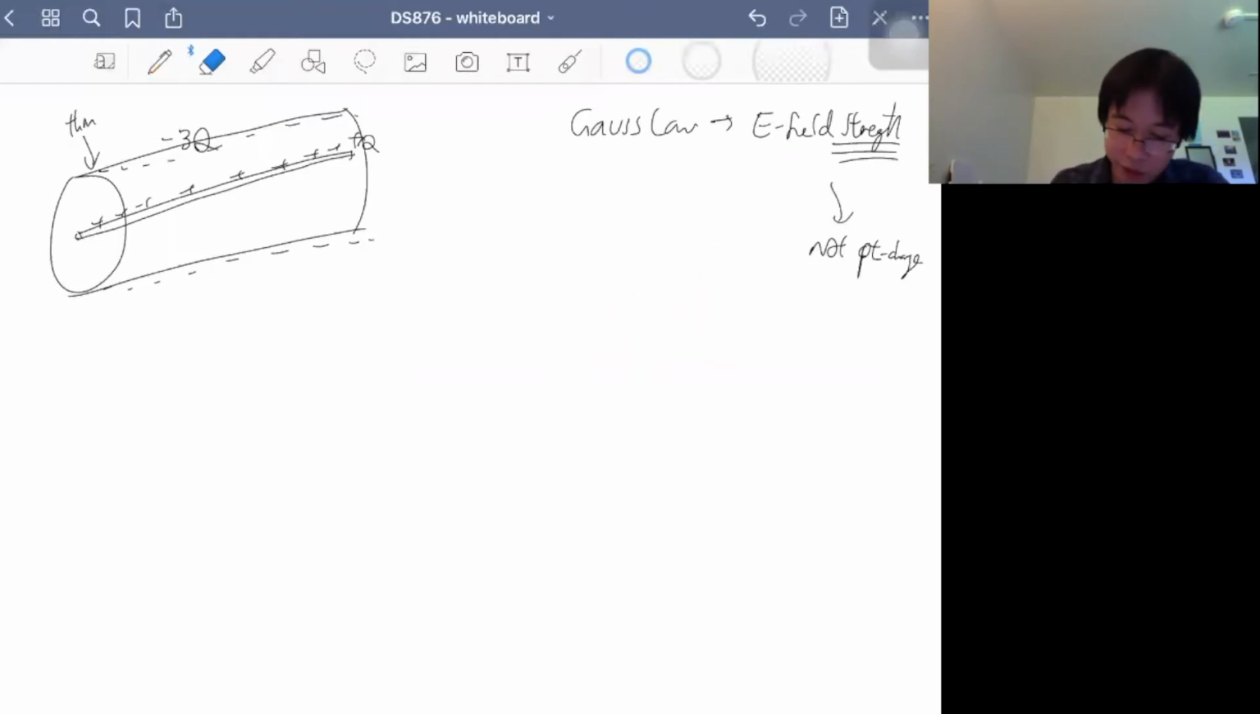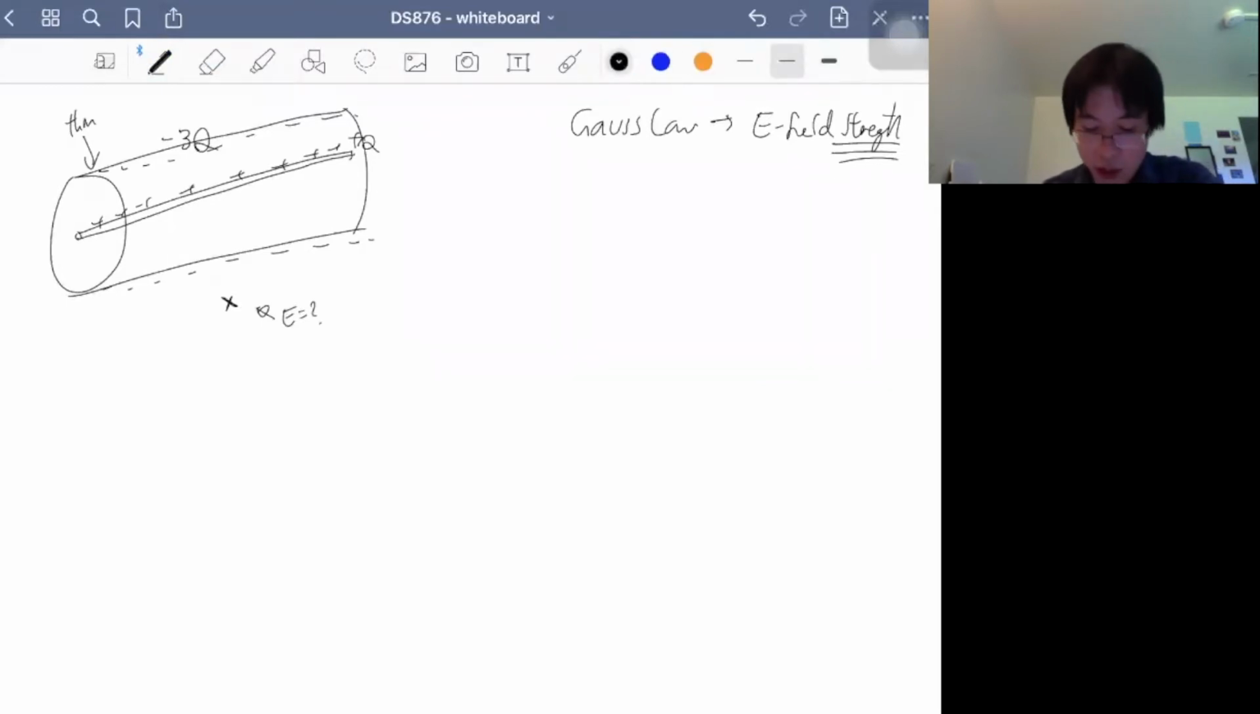So what if I want to find, on the left in my diagram over here, the electric field strength somewhere outside over here? What is the electric field strength? This time I cannot use Coulomb's law as I just wrote. You need to use Gauss's law. So this is how you use it.